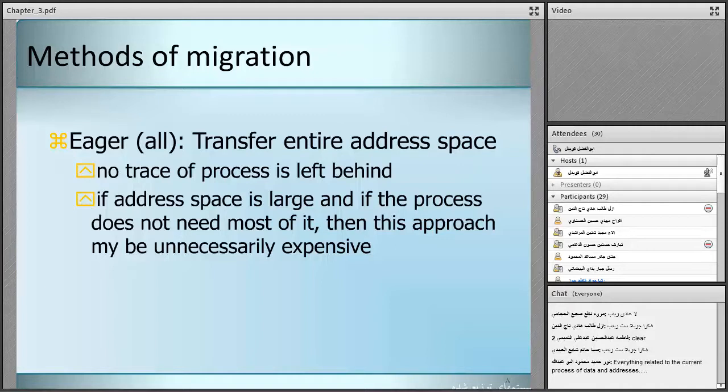Also, it may seem to be good, but it has a big problem. The problem is about when our address space is large. Address space means all the data of the process is stored in this space: flags, registers, process information, heap area, stack, everything. It is called address space, okay? If the address space is very large, and if the process does not need most of it, then this approach may be expensive because we have to transfer all this large data to the destination machine. It costs communication. So in this case, it may be too expensive. Translate.